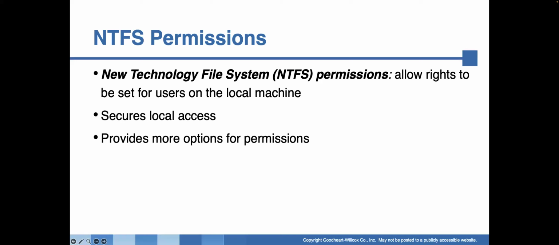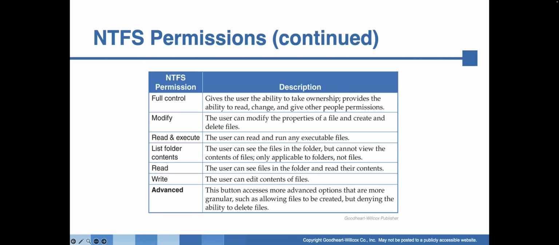New Technology File System permissions. These allow rights to be set for users on the local machine. Secures local access. This provides more options for permission. Remember, the first shared permissions that we saw only have 3 options, which are read, change, and full control. Under the NTFS, it's more than that. You have the full control, you have the modify, you have the read and execute, you have the list folder content, you have the read, write, and you also have the advanced. These are the permissions that are available under the NTFS permission. And on this slide, you can see the descriptions of each.